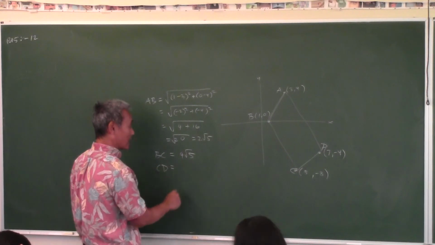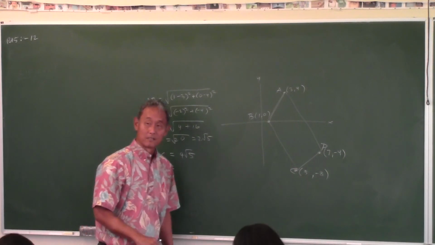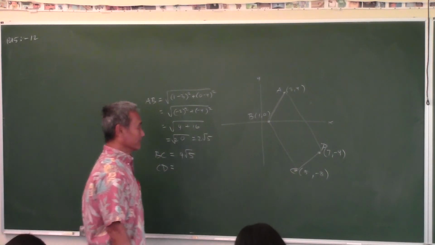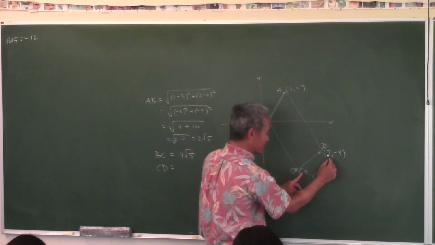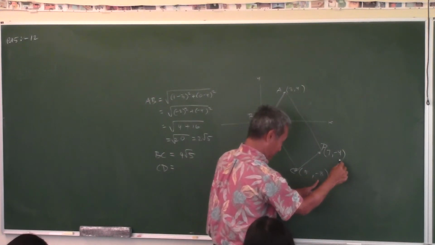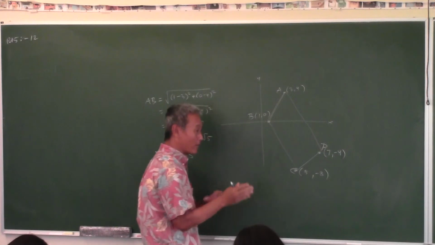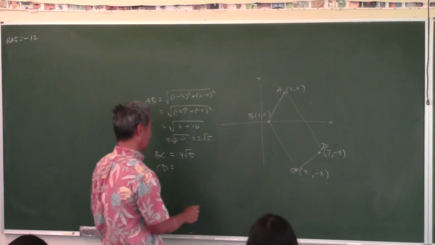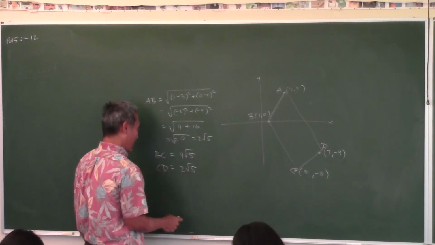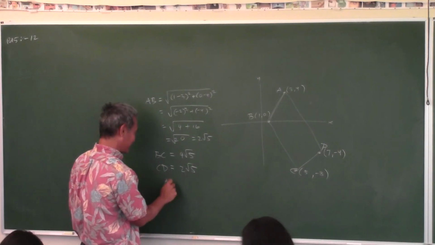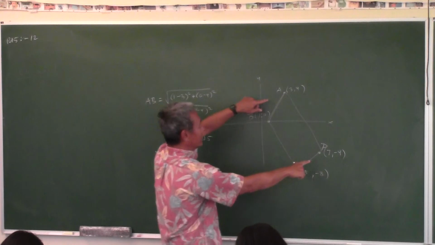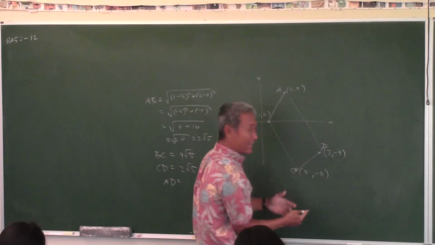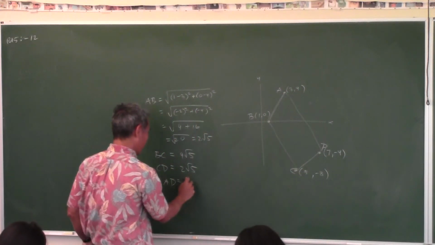Okay, let's do CD now. CD. Who's got this? 2. What's the difference? 2 and 4. Square both of them. 4 and 16. Add up together. 20. Square root, so 2 root 5. And then finally, AD. What's the differences? We got 4 and 8. 4 root 5. Okay, 4 root 5. I just did.